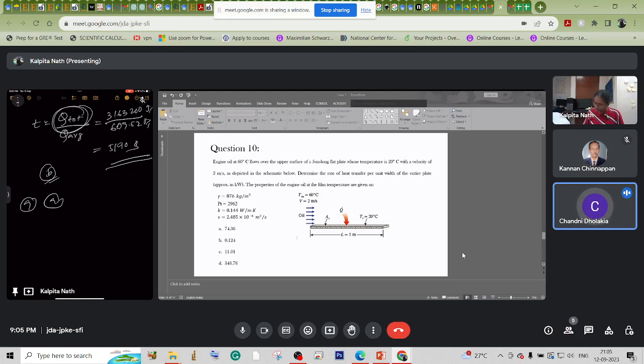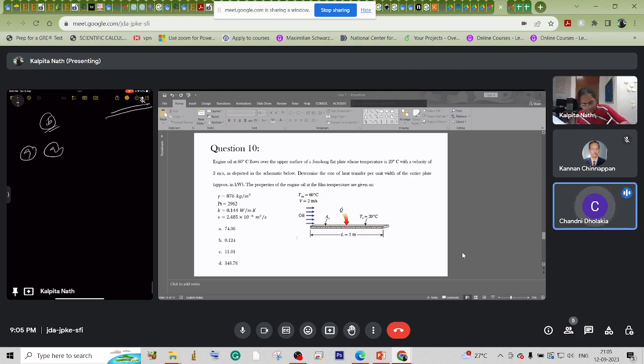Ma'am, it's 11.01. Yeah, correct, correct. Kilowatt. Yes, it's coming 11016 watt.